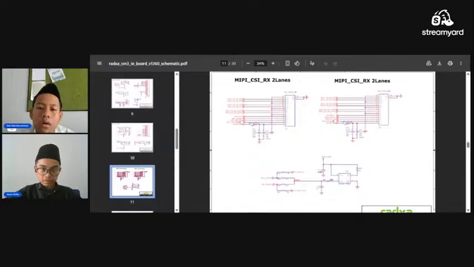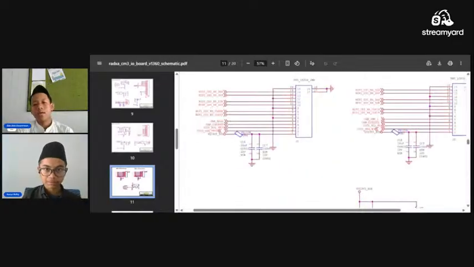It's a CSI. So CSI is camera interface. You can connect your camera. There's the USB type and the CSI type.